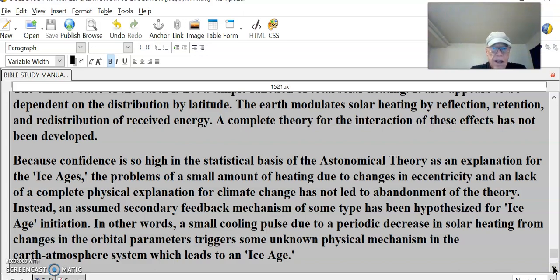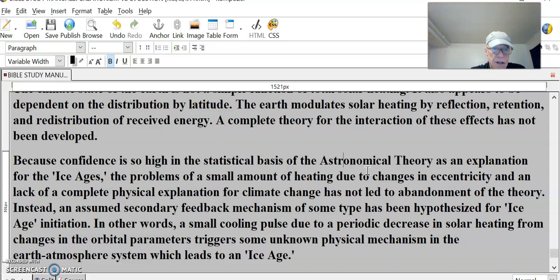Because confidence is so high in the statistical basis of the astronomical theory as an explanation for the ice ages, the problems of the small amount of heating due to changes in eccentricity and a lack of complete physical explanation for climate change has not led to abandonment of the theory. Instead, an assumed secondary feedback mechanism of some type has been hypothesized for ice age initiation. In other words, a small cooling pulse due to a periodic decrease in solar heating from changes in the orbital parameters triggers some unknown physical mechanism in the Earth atmosphere system, which leads to an ice age, repeated ice ages.